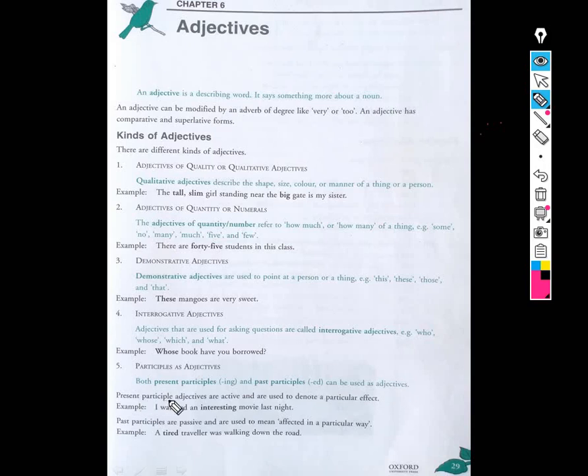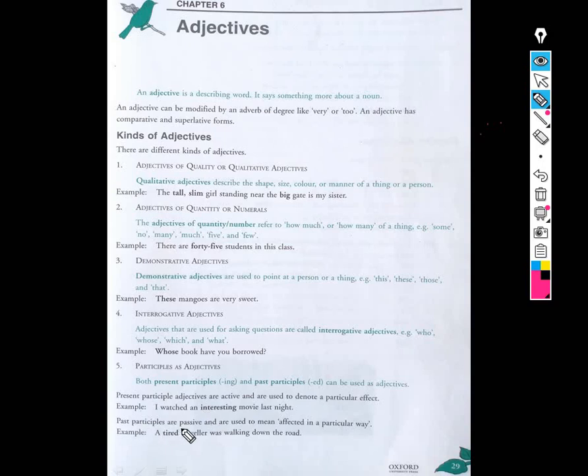How? Present participle adjectives are active and they are used to denote a particular effect. एक खास असर को शो करने के लिए आते हैं एक्टिव केस में. For example, I watched an interesting movie last night. Interesting, from interest. Here it is used as an adjective. Interesting movie. Or for example, you say, I like shining stars in the night. Shining is modifying stars here. This is with ing form, present participle, but it is used as an adjective.